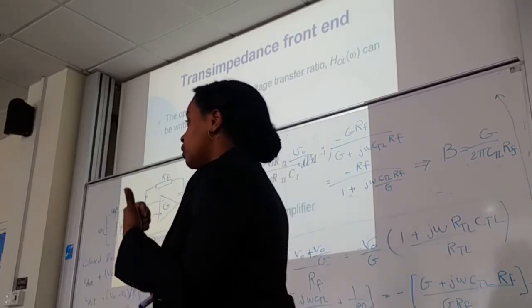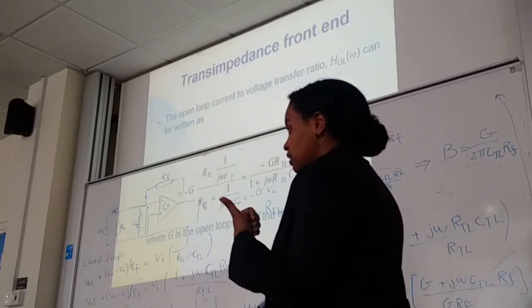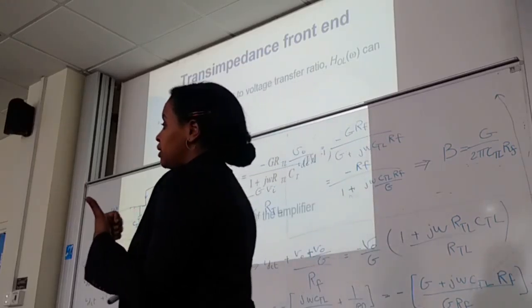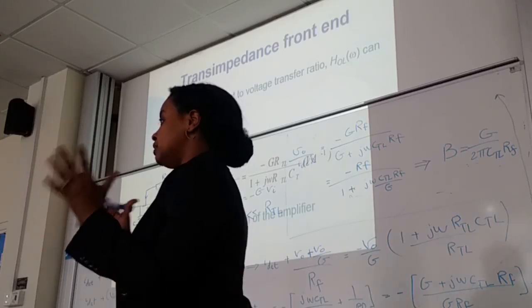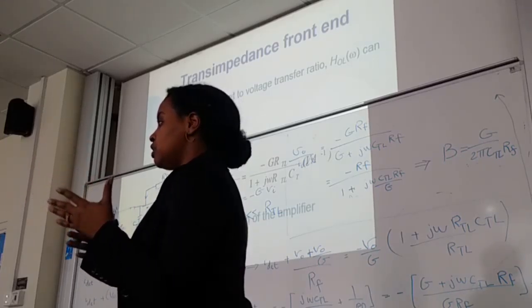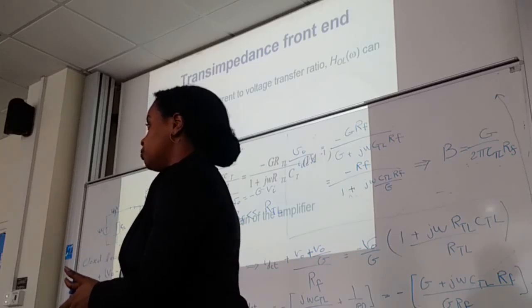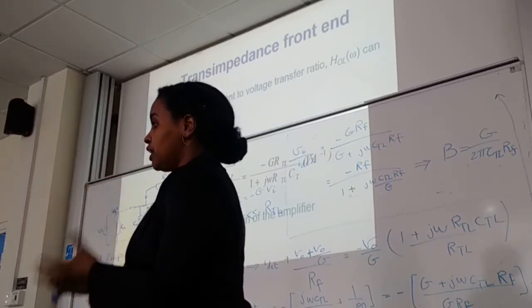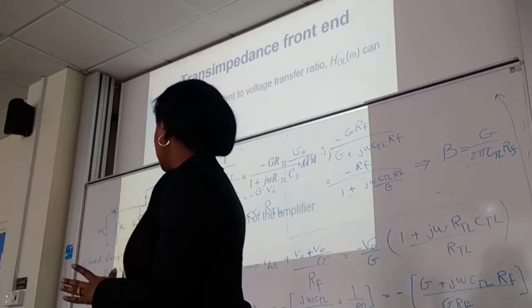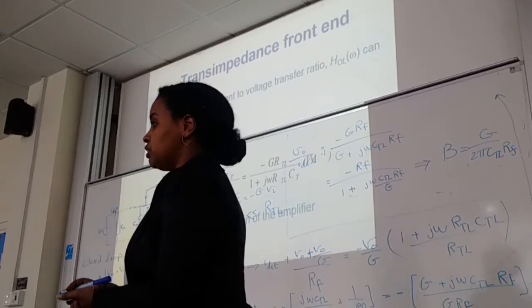However, we have solved the problem of the limited dynamic range. So it's a trade-off depending on your application. If sensitivity is more important for you, then go for the high impedance. If the dynamic range is more important for you, then you can go for the transimpedance structure.